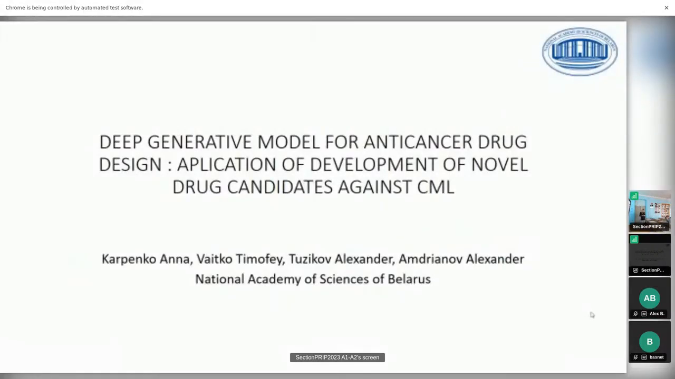So please. Good afternoon, dear participants of the conference. Today I will represent the work of our team. Mostly, you know that machine learning is very famous in areas like informatics, and also now it's very popular in medicinal chemistry. So I would like to show what we make with our team in that area.